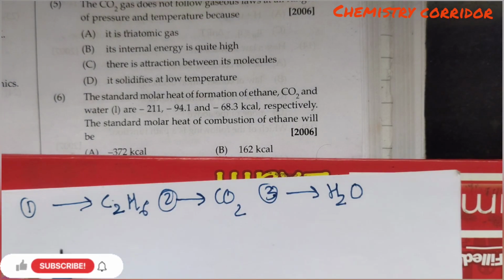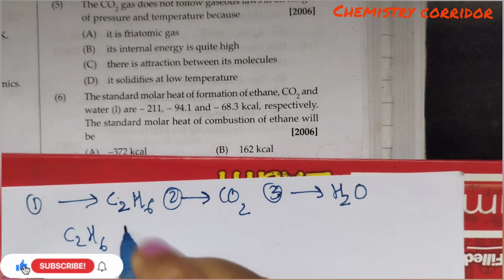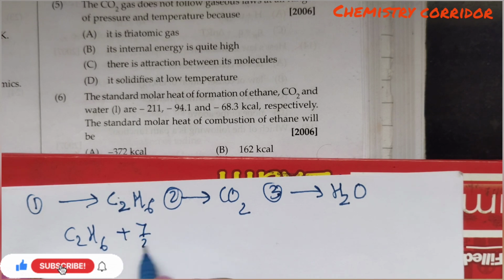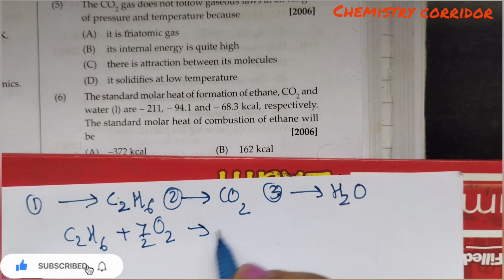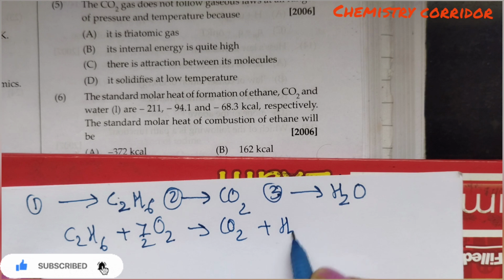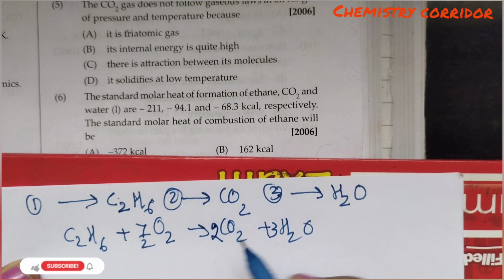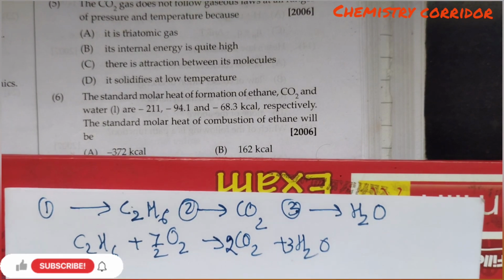So, the required equation will be C2H6 plus, I am balancing the equation, so this will be CO2 plus H2O. This is the balanced equation. By using Hess law, we have to solve this. So, let us use Hess law.